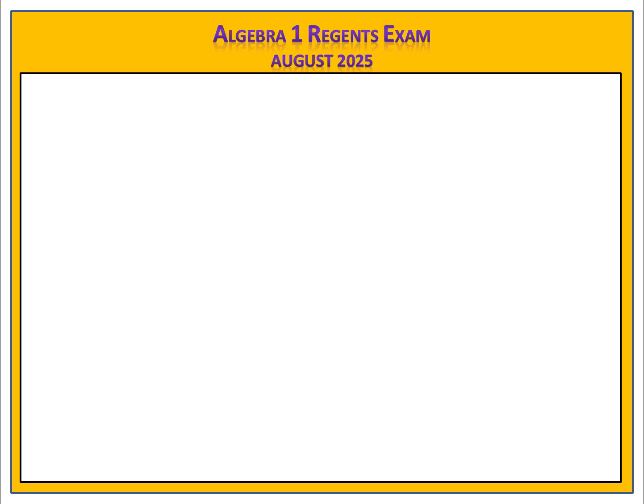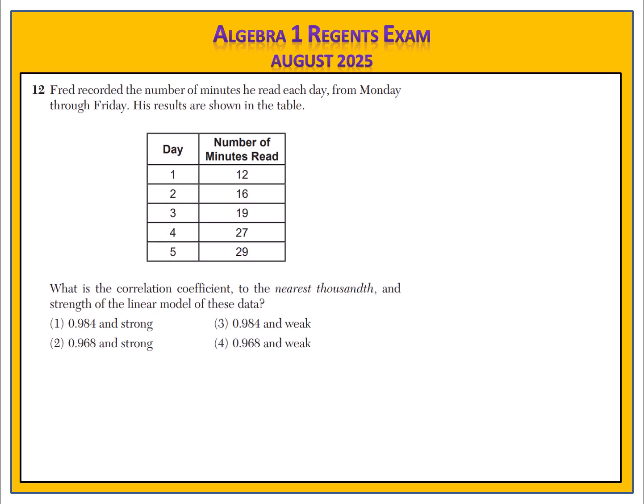Choice 2. Problem 12. Fred recorded the number of minutes he read each day from Monday through Friday. His results are shown in the table below. The X column shows the day number. The Y column shows the number of minutes read. What is the correlation coefficient to the nearest thousandth and the strength of the linear model of these data?